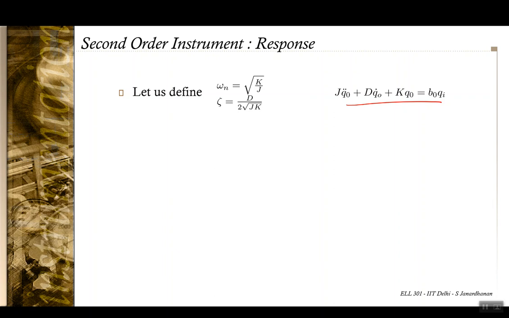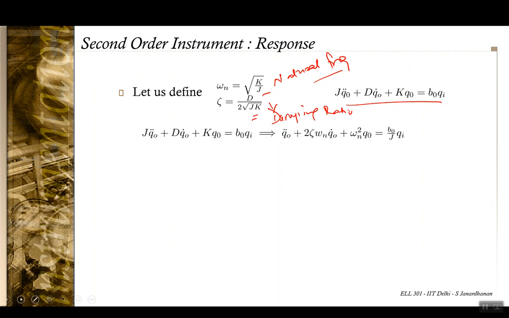let us define omega n, that is called the natural frequency, and zeta, that is called the damping ratio, as these two quantities. Now what would happen is that if I use this, then this equation can be rewritten in this form in terms of zeta and omega n.